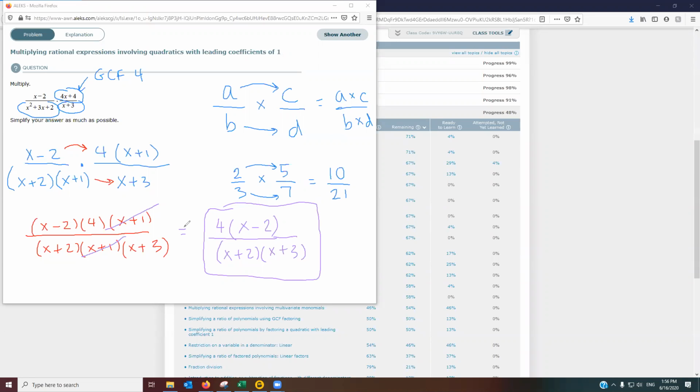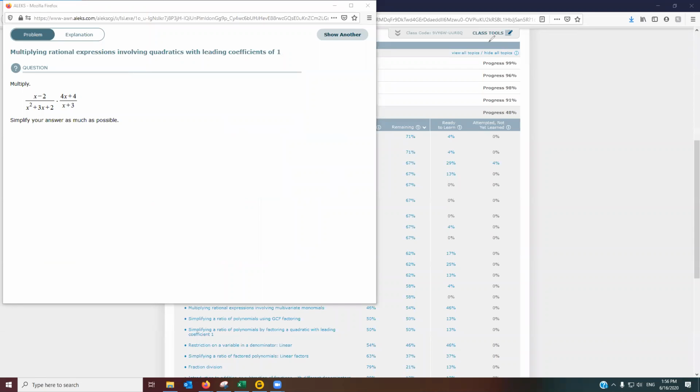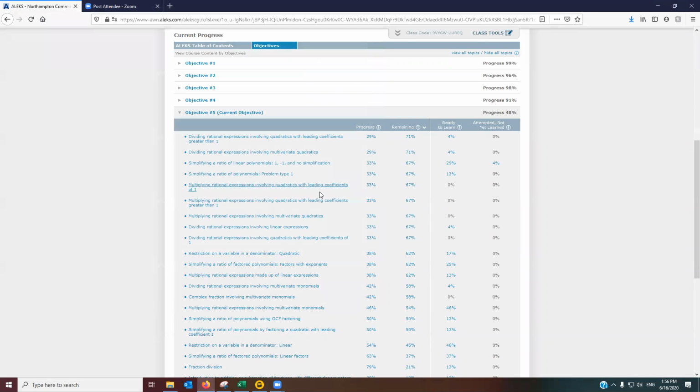Okay, so again, what we tried to do here is factor. Then we multiply the two fractions together. And then we were able to cancel out any expressions that were in common on the top and bottom of the fraction. All right, that's an example of multiplying rational expressions. Why don't we go to dividing?